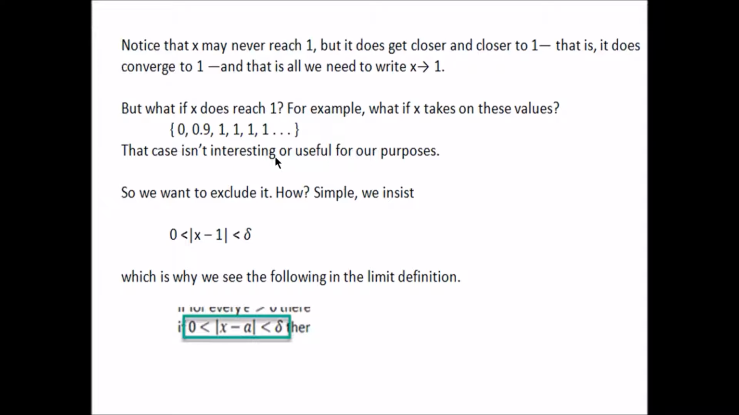Now, how are we going to exclude that case? We're going to say the distance gets smaller and smaller than any number we can name, but it never becomes 0. Now, that's why we see this in the definition of the limit. And we'll see why this is needed a little later.